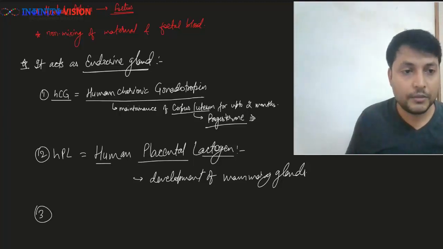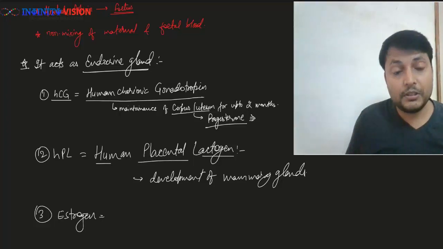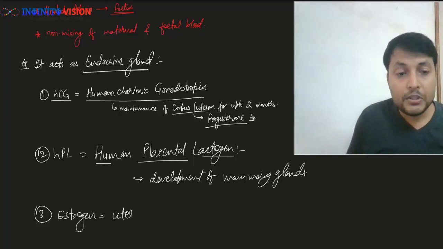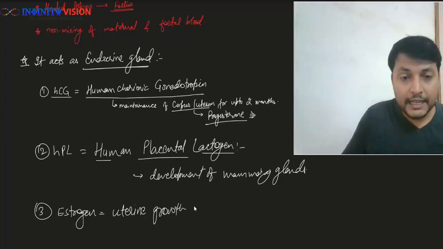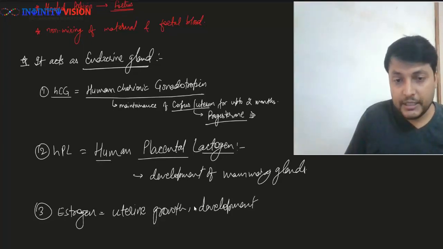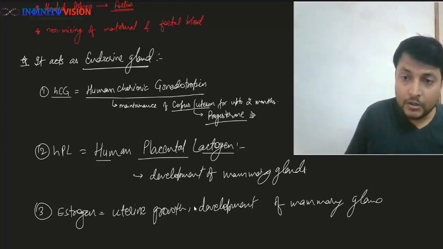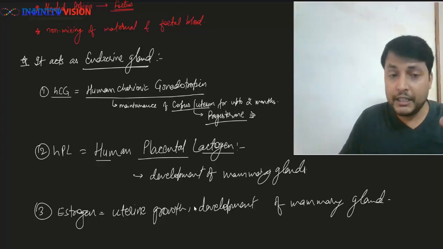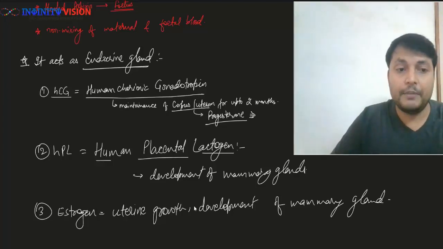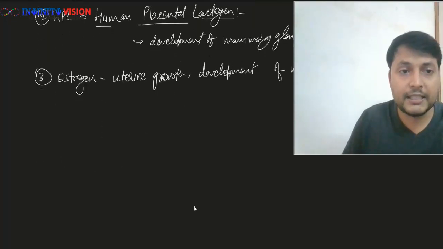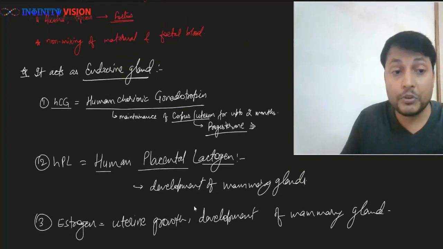What is third? If we are talking of the third hormone, it secretes estrogen. Okay, and estrogen is required for the uterine growth as well as for the development of mammary gland. Okay, so estrogen, again, is responsible for uterine as well as mammary gland growth. The fourth hormone that it starts to produce is progesterone.